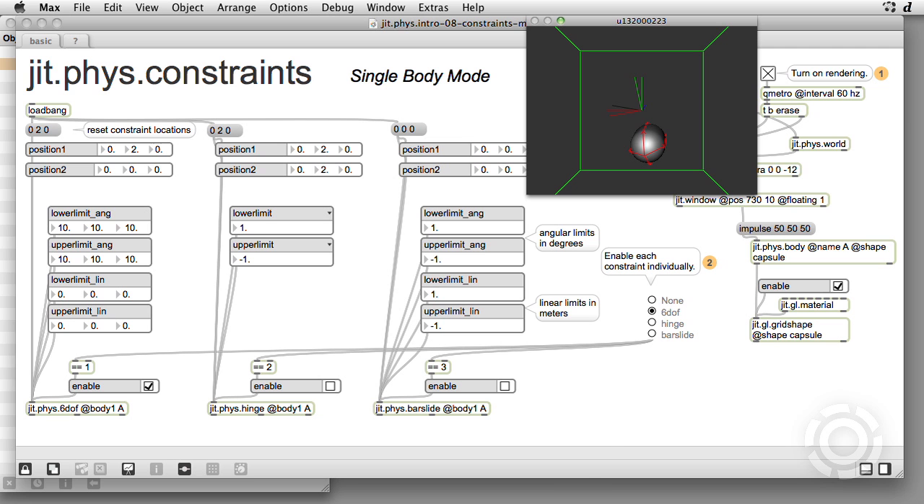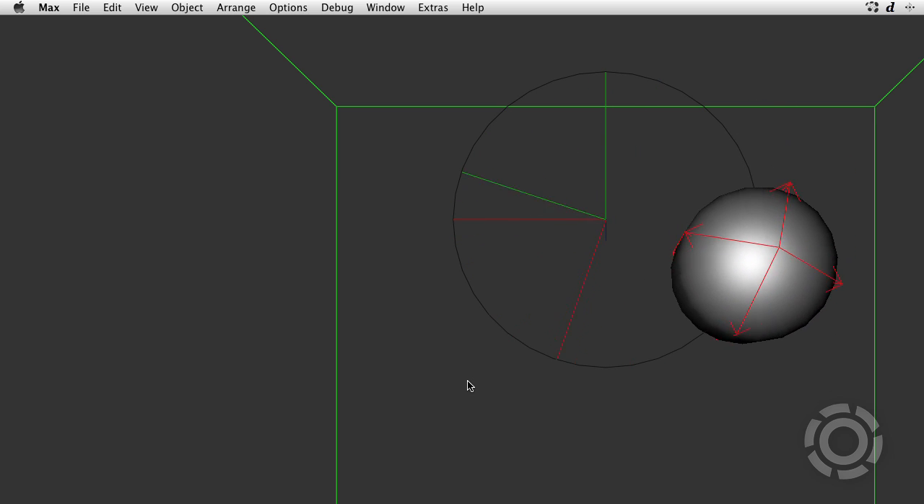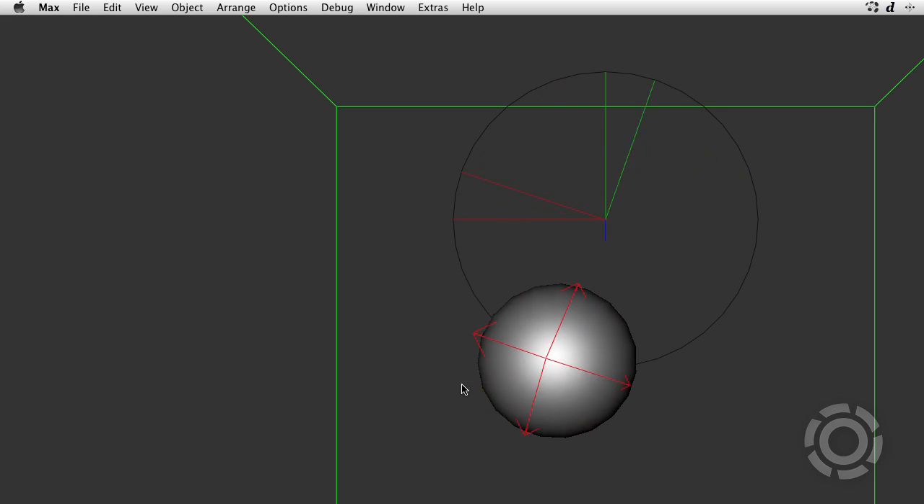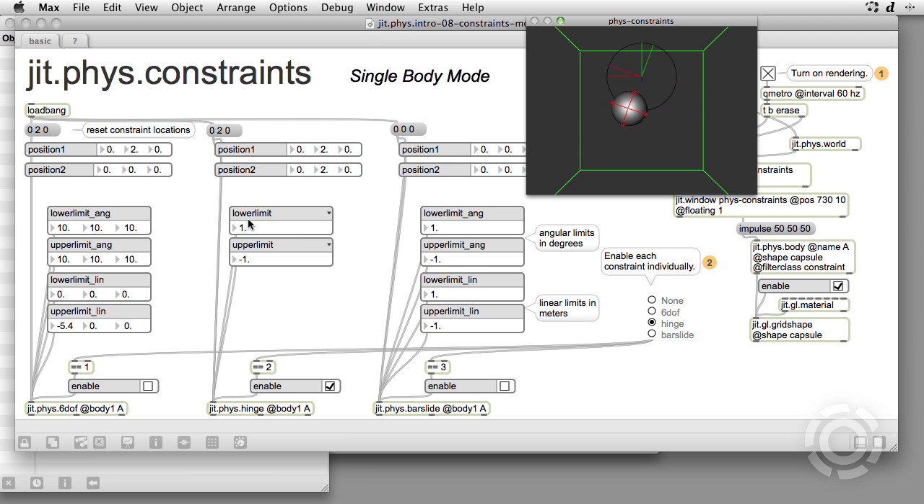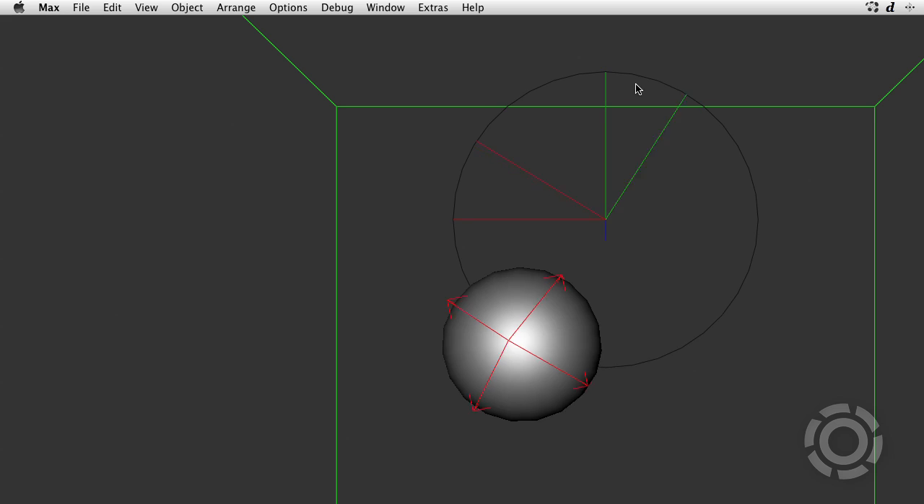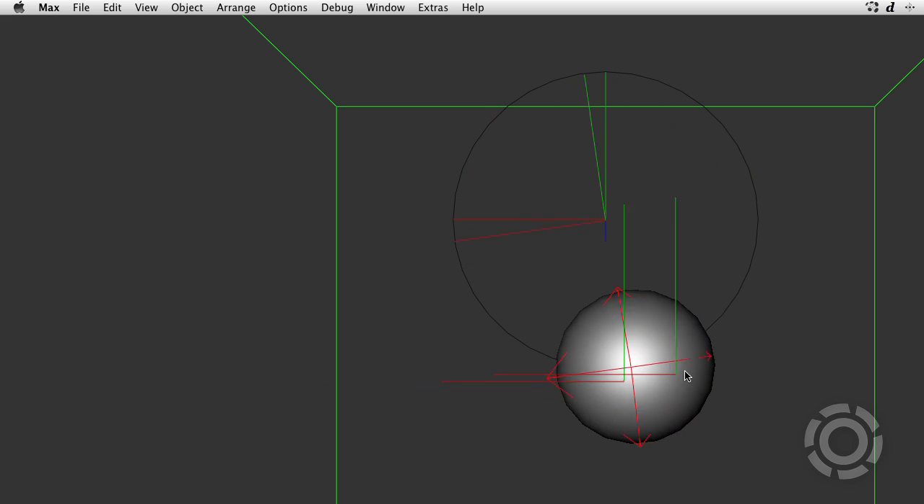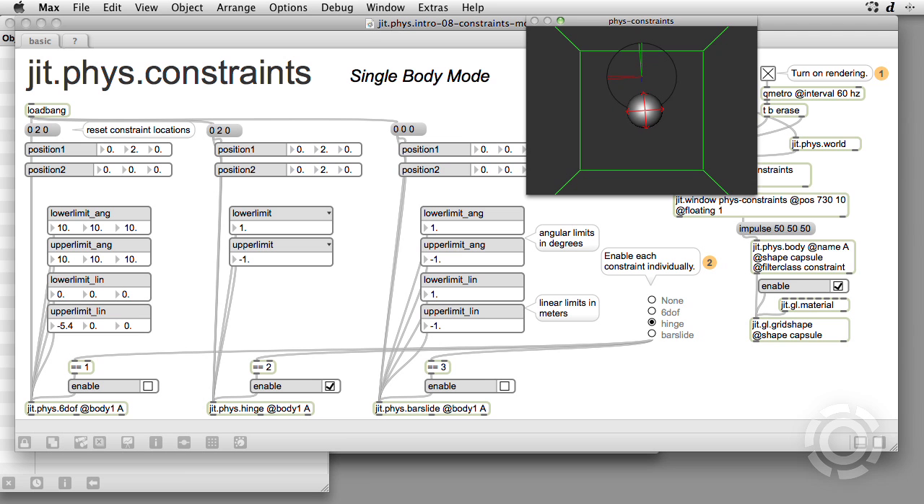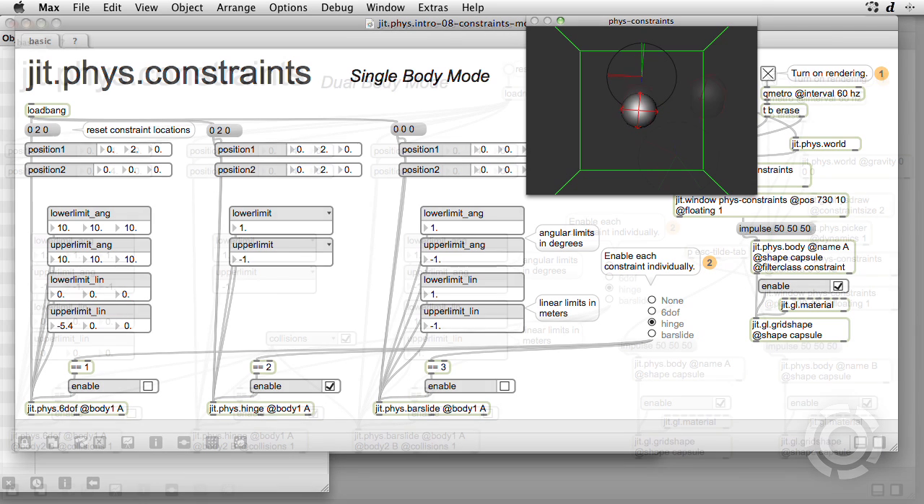Other constraint objects tend to have 1 or more degrees locked. For example, jit.phys.hinge locks all 3 positions and 2 angles. So it has only 1 angle and thus 1 upper angular limit and 1 lower angular limit. So for this object, the point of attachment, the constraint, is analogous to a hinge in real life.